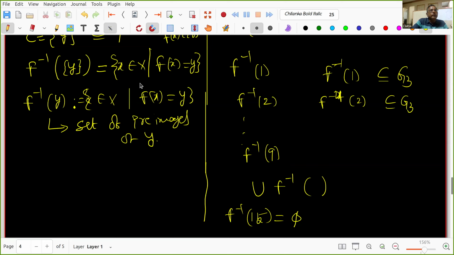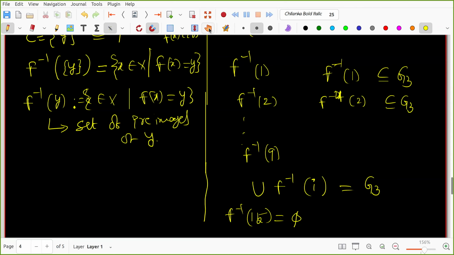Does anyone want to comment, to continue what Komal is saying? Is anyone ready to continue that? She's telling something about union, right? Okay, Pujita, can you go ahead? Yes, sir. Union of F inverse of i, for i from 1 to 9, is equal to G3. Is equal to G3, right?